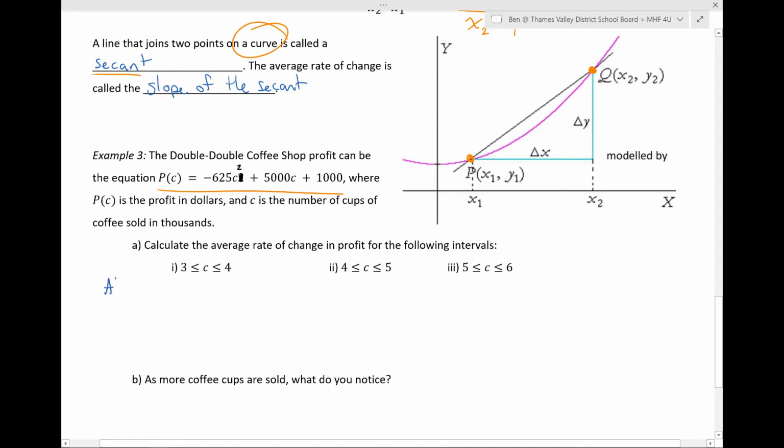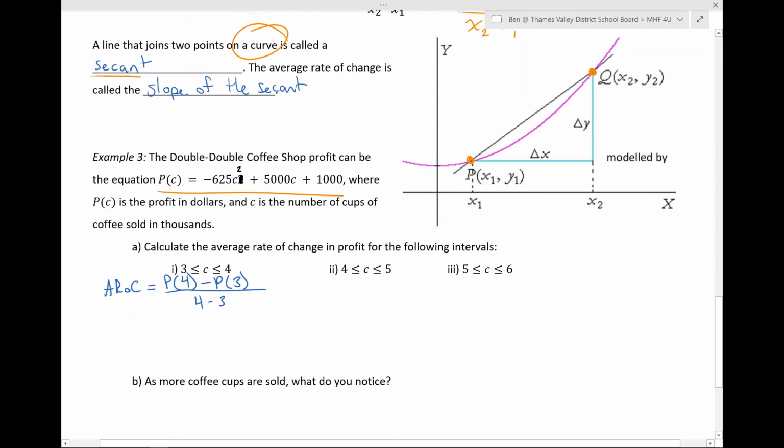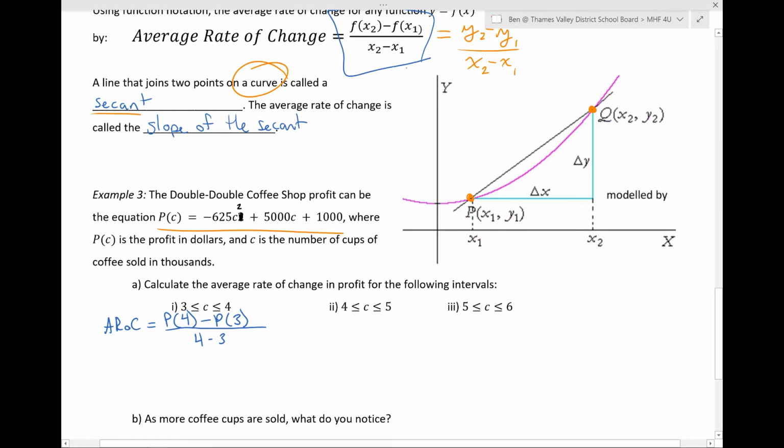So our average rate of change between 3 and 4 seconds is P at 4 minus P at 3, all divided by 4 minus 3. We're using this function notation here. You'll notice our x values rather than x. In this particular example, our independent variable is C, the number of cups sold in thousands. Now we can then evaluate this.